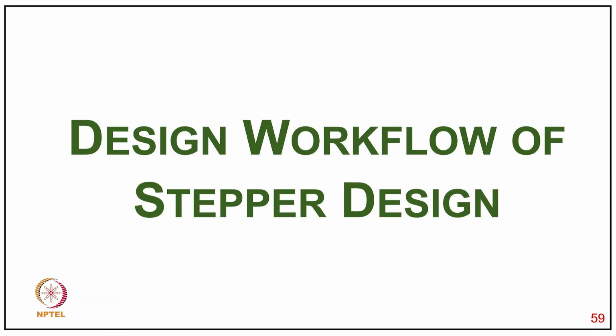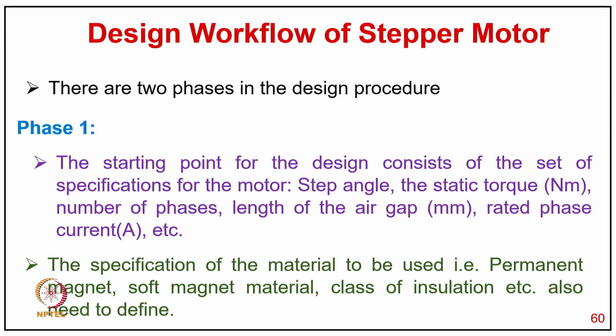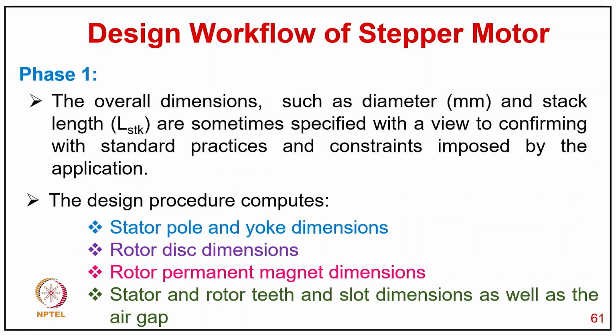Now coming to the design workflow of the stepper motor design. There are two phases in the design procedure. Phase 1, the starting point of the design, consists of the specification of the motor: step angle, static torque, number of phases, length of air gap in millimeter, and rated current in ampere, and the specification of the material to be used, that is permanent magnet, soft magnet material, class of insulation, etc. also needs to be defined.